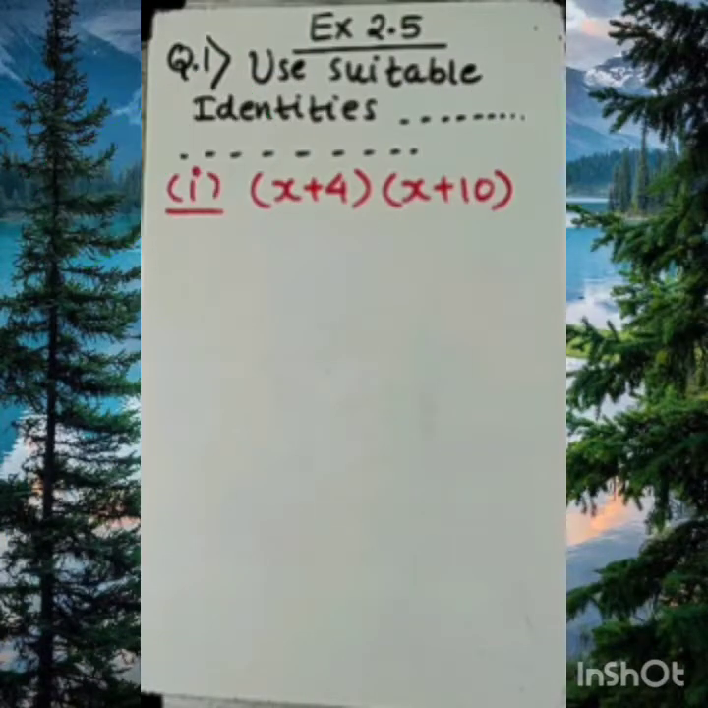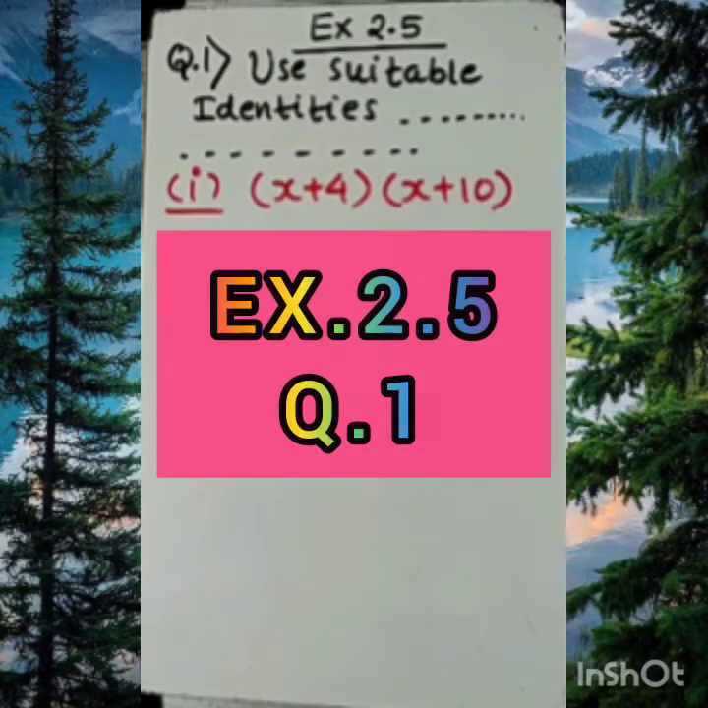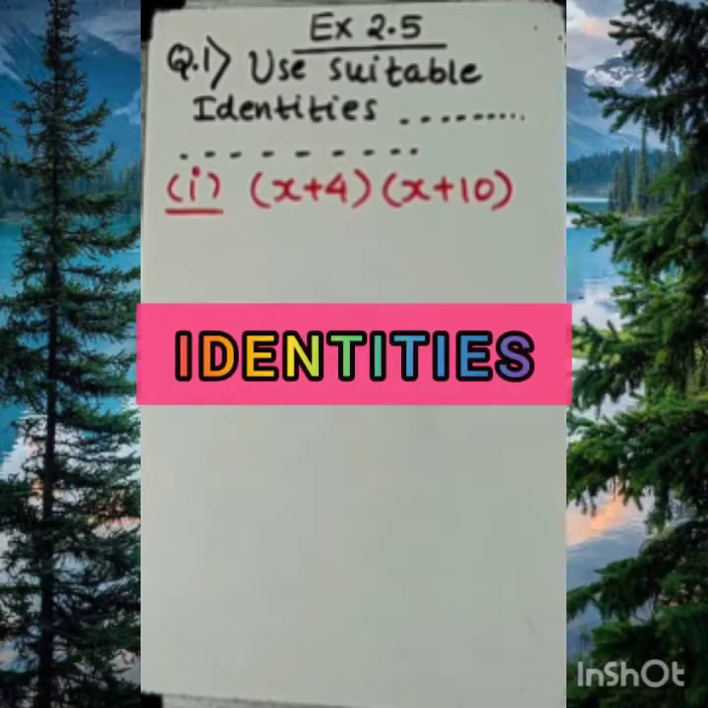Dear student, here is exercise 2.5. This exercise of your class ninth is based totally on identities. As I have made you write in my explanation part all the identities which we are going to use in this chapter, in the beginning only I made you write them in the copy.